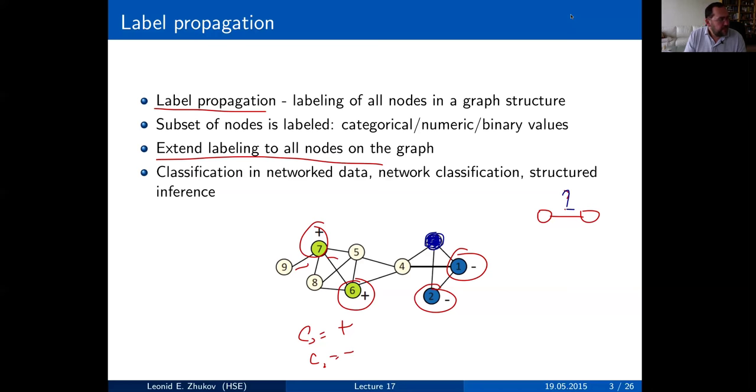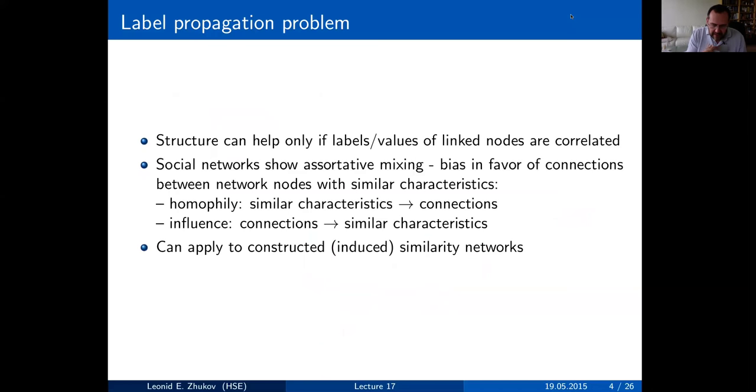Because if that's not the case, there is no reason whatsoever to label this node blue if the neighbors are blue, right? The only reason I thought about it is because I thought, okay, if the nodes are connected, they should be similar. They should share some sort of trait, right? In this case, the color. And this is key to this whole story.